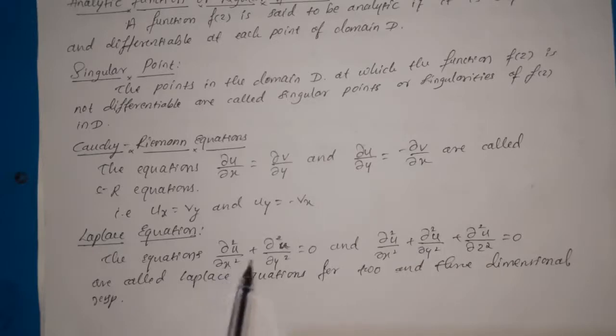Here we have two variables, so it is the Laplace equation for the two dimensional plane, and here it is the three dimensional space, because we have x, y and z as the variables. So, these two sets of equations are called the Laplace equation for 2 and 3 dimensions respectively. Therefore, these are the four definitions.